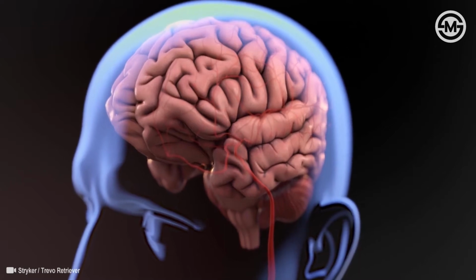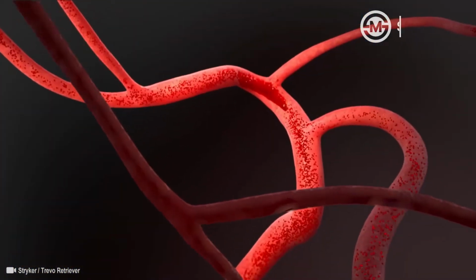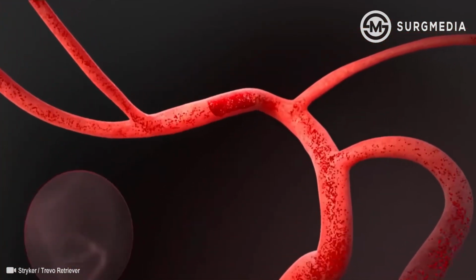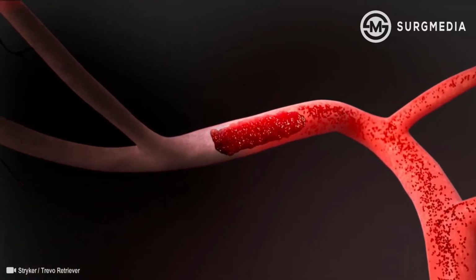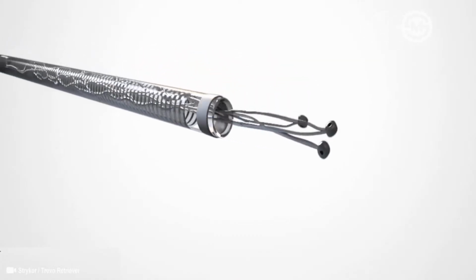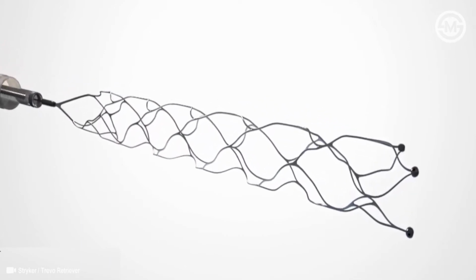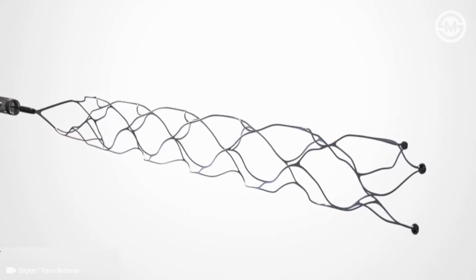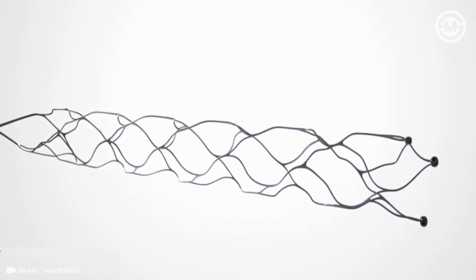A person experiences an ischemic stroke when a blood clot travels into the brain and blocks a blood vessel. This can cause symptoms such as weakness, paralysis, loss of speech, or dizziness. To restore blood flow to the brain, the physician may use a retrieval device such as the Trevo Retriever, a stent retriever that may reduce disability in patients experiencing ischemic stroke.